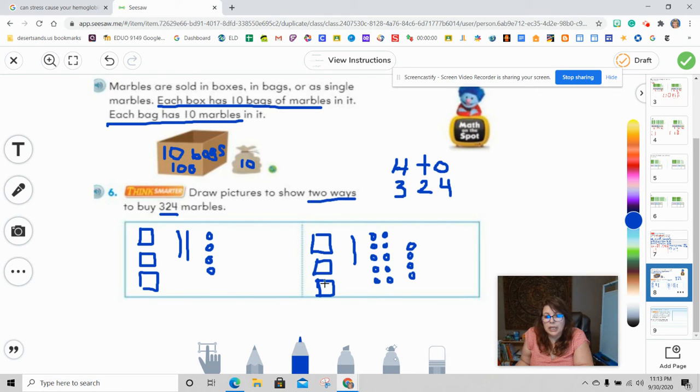So now I have to check if I have the same amount. 100, 200, 300. Yeah, check. This is 10, 11, 12, 13, 14, 15, 16, 17, 18, 19, 20, 21, 22, 23, 24. Oh, that's exactly what it says here. So I'm good.